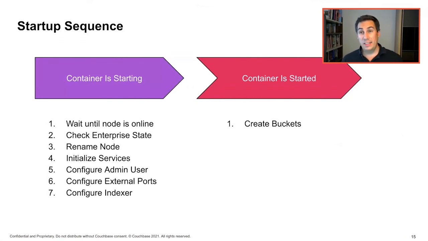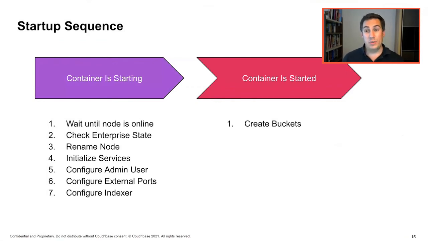And how the indexer is configured depends on the Community Edition and the Enterprise Edition. So that's all handled for you. And then at this point, we have a fully functioning Couchbase single node cluster that runs in your Docker container. But usually you also want buckets, right? Because in buckets, and now with 7.0 with scopes and collections, that's where your data gets stored.